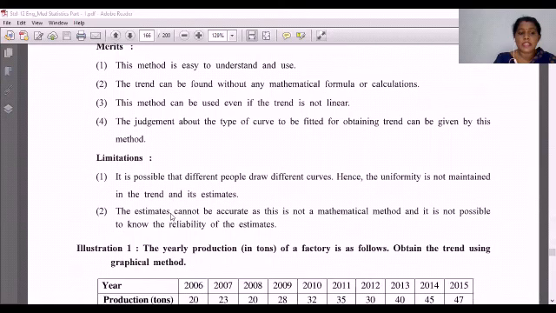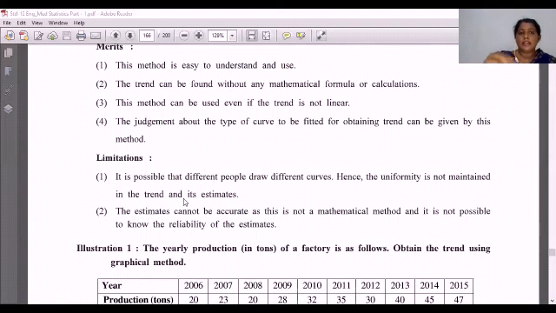Then the next limitation is that it is possible that different people draw different curves. Hence, the uniformity is not maintained in the trend and its estimates. I will show you how the curves are made. As I told you, looking at the x-axis and y-axis, we plot points and try to join them. Sometimes it comes as a curve. Means the shape of the joined lines may be different. It does not match for all the students, or you all will be doing it in different ways, right?